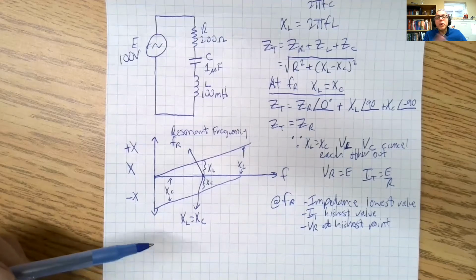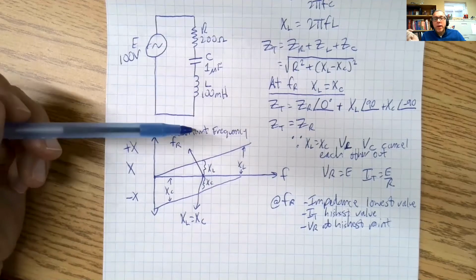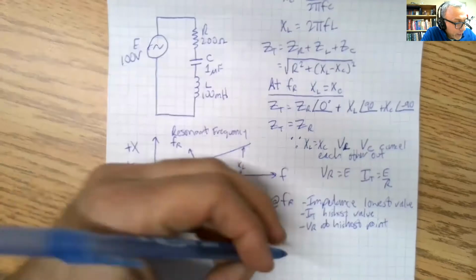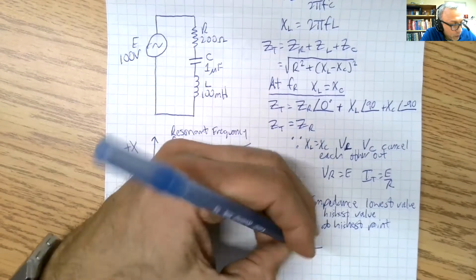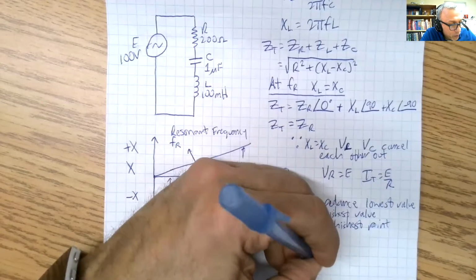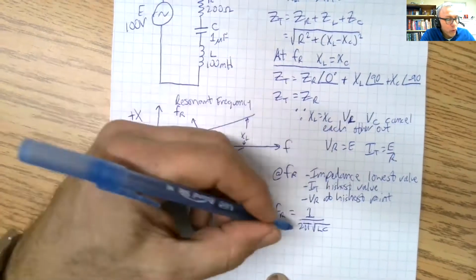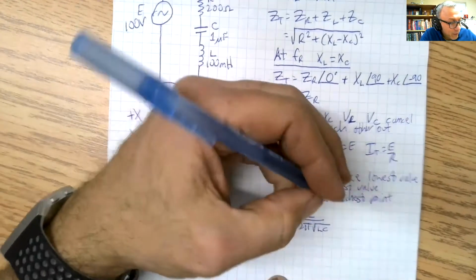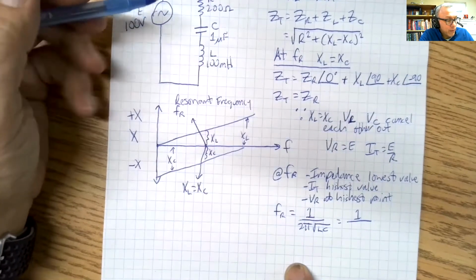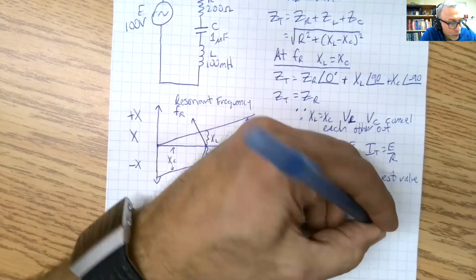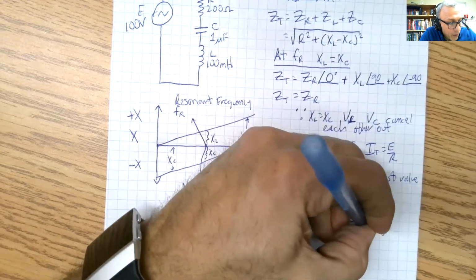But it does not mean that VL and VC are equal to 0 or that XL and XC are equal to 0. But how do we know at which frequency XL would be equal to XC? The way we calculate that is that the resonant frequency is equal to 1 over 2 pi square root of LC. So that is the formula right there. In this case, it is 1 over 2 pi times the square root of 100 millihenries times 1 micro.